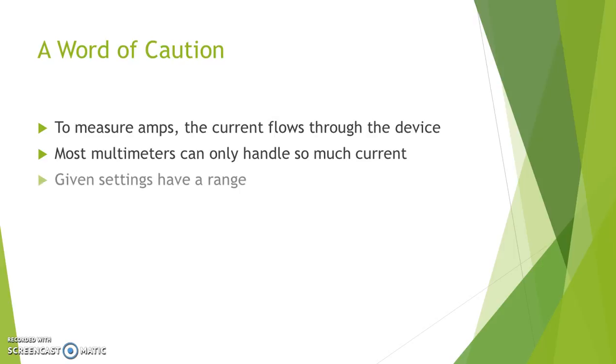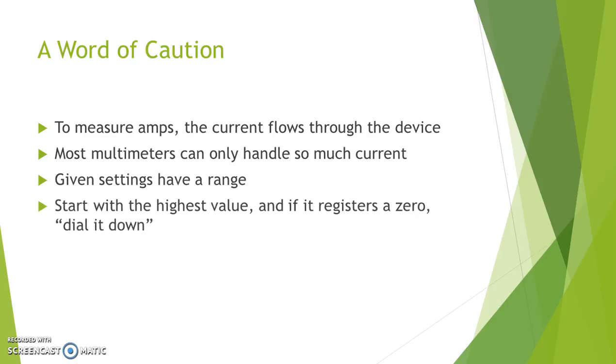So you have to use a little bit of caution. Check out the ranges, do some calculation using Ohm's law to estimate the current that you'll see. And always, if you're going to measure current, start with the highest value. And if it registers a really low value, then you can switch to the lowest value and measure it more accurately. I colloquially said, dial it down.